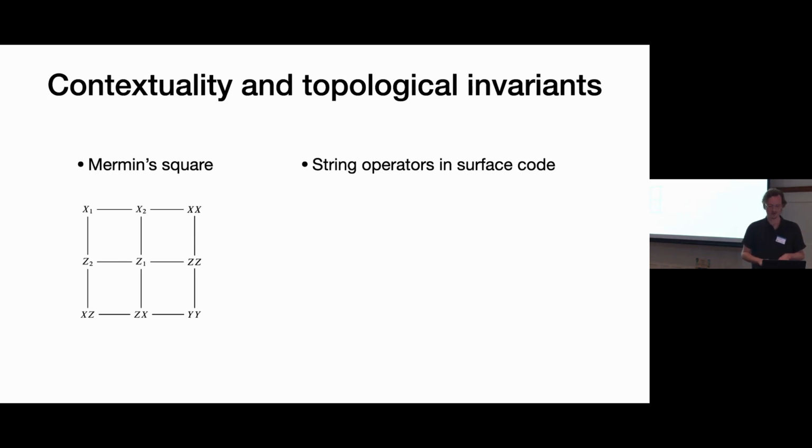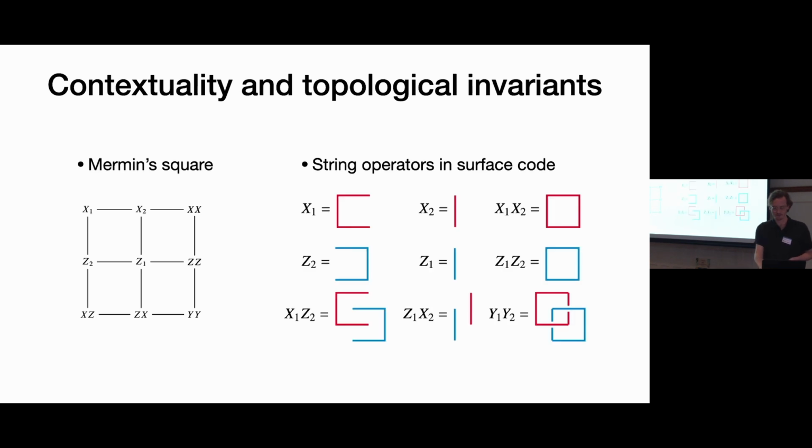Okay, good. And now I'm going to explain basically just how to embed these contextuality games into some topological phase. So the square game, you can embed into a topological phase, say the surface code, by essentially just replacing each of these operators you want to measure with some partial string operator.